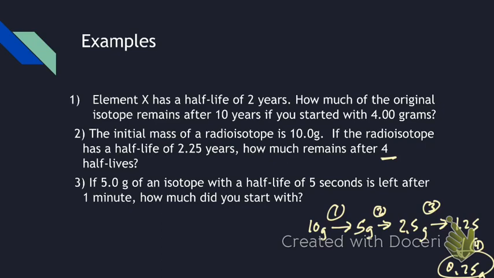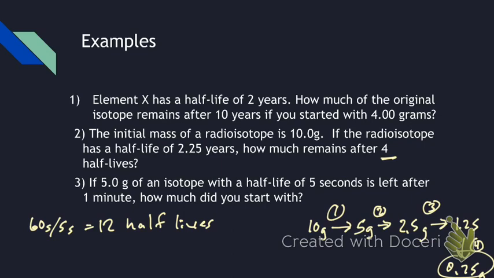If 5.0 grams of an isotope with a half-life of 5 seconds is left after 1 minute, how much did you start with? So this one's a little more difficult. 1 minute is 60 seconds, right? So if I divide by 5 seconds, I get 12 half-lives. This one you might want to plug into your formula. You could do this 12 times and just take a calculator and go 5 divided by 2 divided by 2, and you do that 12 times.